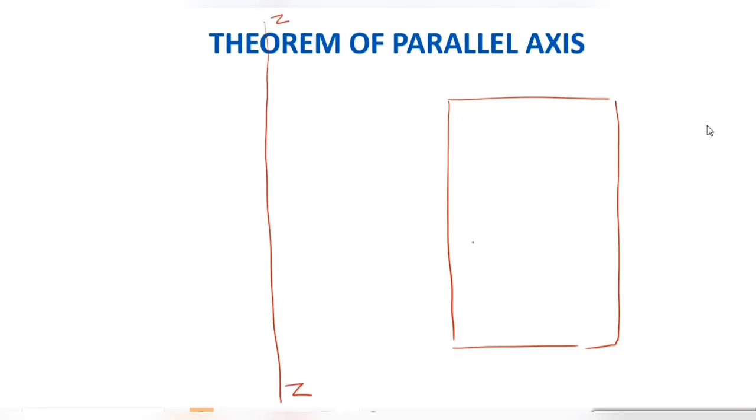Now, this axis does not always have to be outside the shape. It can be inside the shape also. The Z can be here also, guys. So I'm keeping it out so that the explanation becomes clear. Now, what is required is IZZ.